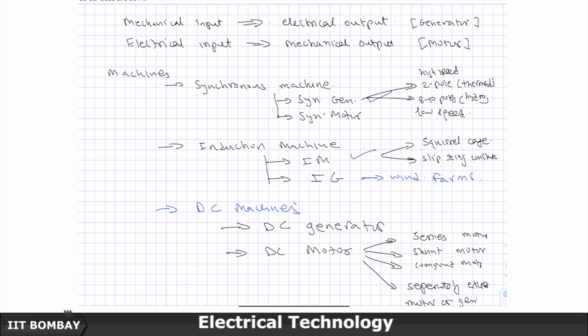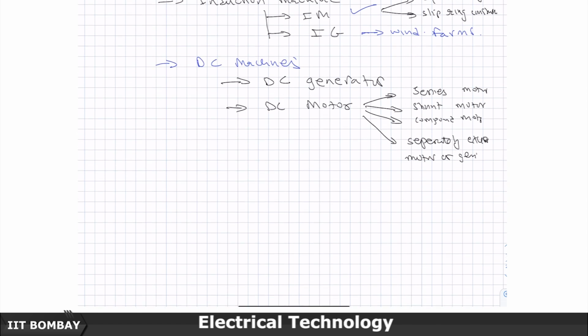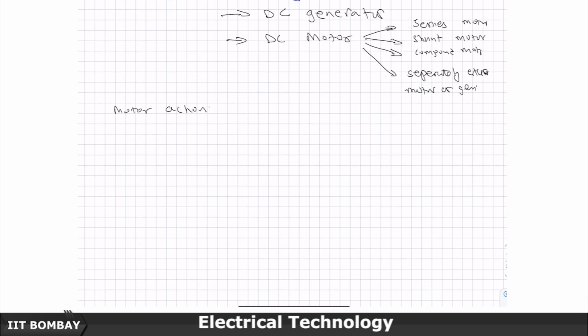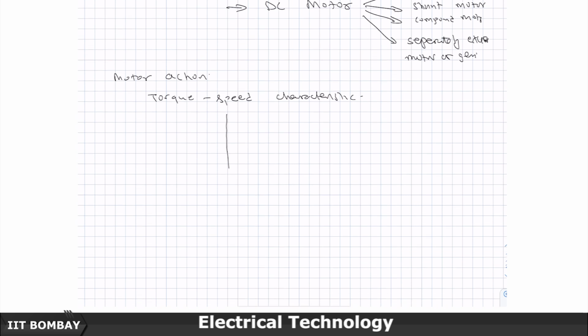Now, whenever we talk of machines, especially when we talk in terms of motor action, and I am going to talk of motor action now, we will always think about the torque speed characteristic of the machine. This is something that we are very interested in. So, for example, since we have some introduction to synchronous machine already, let us say the first quadrant is the motor action. So, this is the motor action.